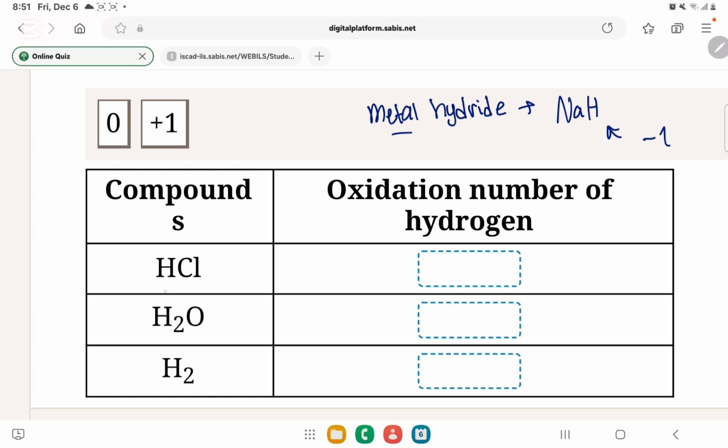So in the first case, the oxidation number of hydrogen would be +1. Second case, again +1. Third case, since it's in the elemental state, it would be 0.